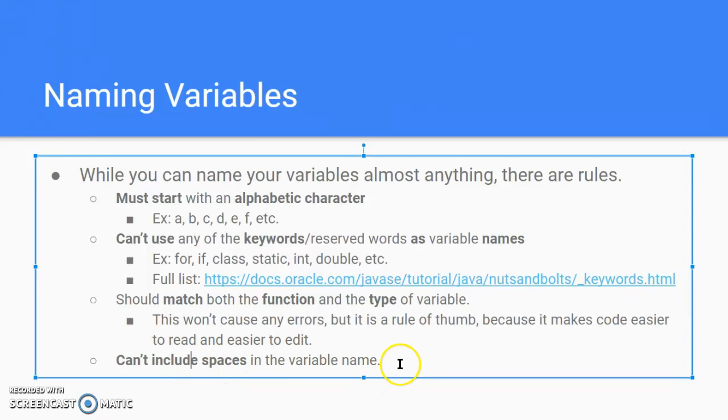It also can't include spaces in the variable names, because then it will not be considered a name. It will just consider the first half, so say variable name. If you split this up into variable then name, this will be considered just the name, and then this will be considered part of that variable, and it would cause errors, so you don't want that to happen.